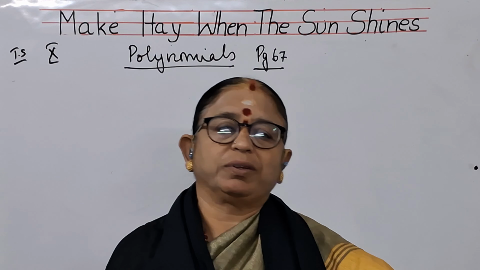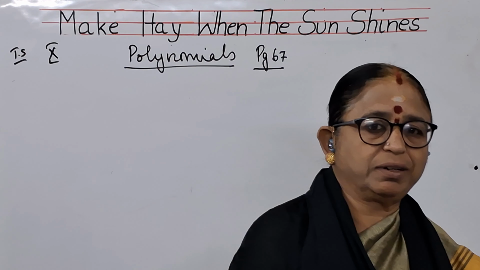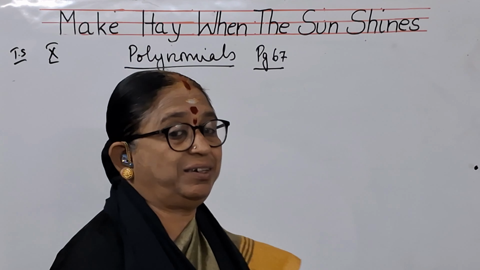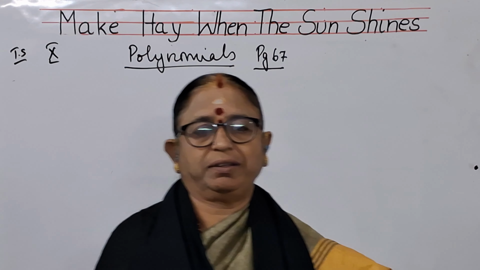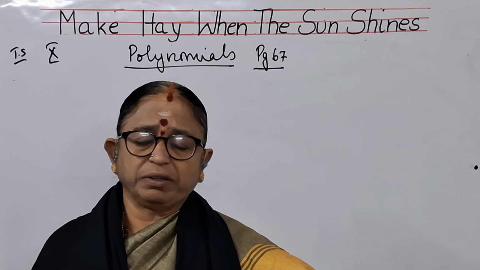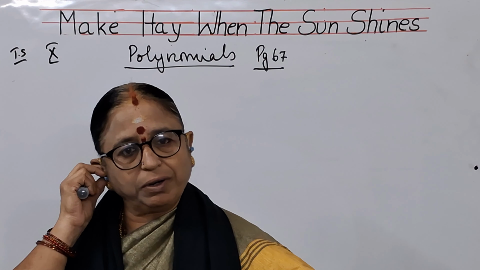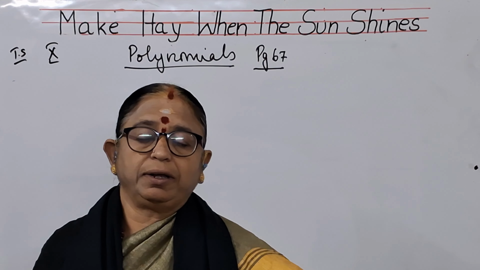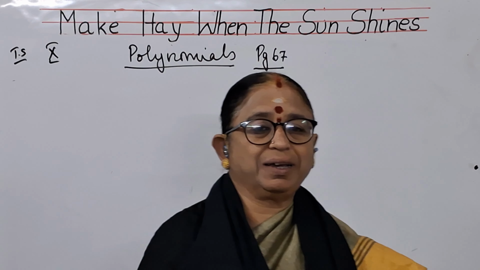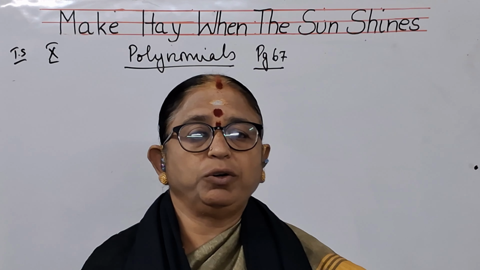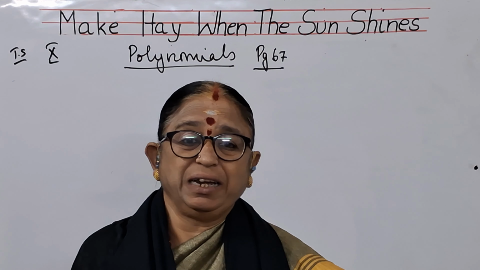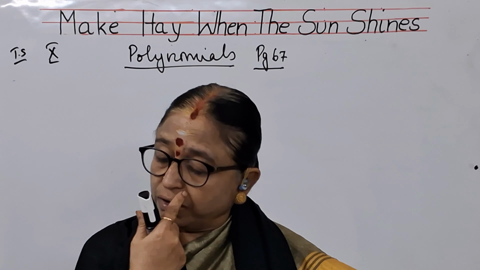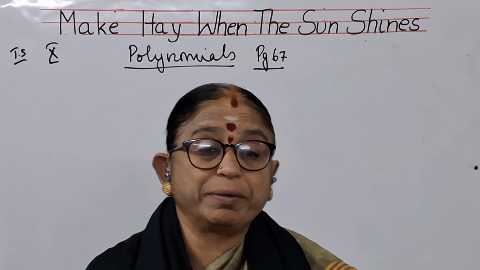Before going to start that, let us have a small discussion about a proverb. What is the proverb? Make hay when the sun shines. What do you mean by this? Farmers do this. Hay means grass. They cut that hay and dry it, and that dried hay will be used for various purposes.